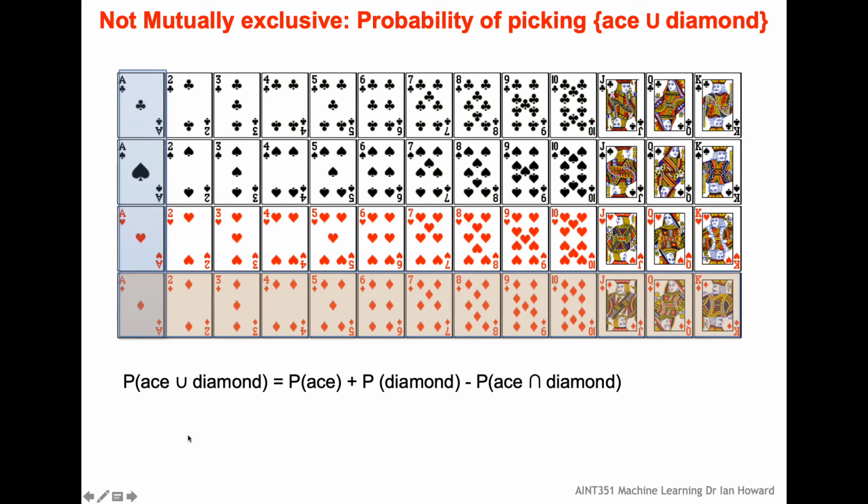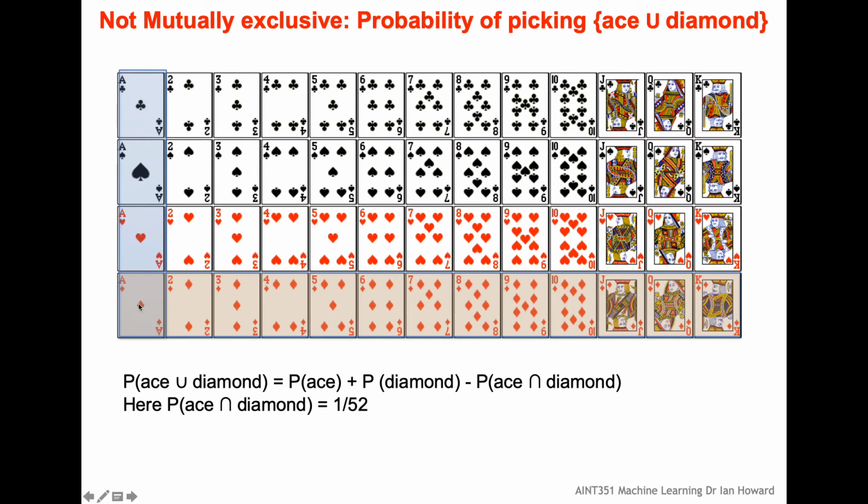Therefore, the probability of an ace or a diamond is going to relate to the probability of an ace, which is all of this lot down here, plus the probability of a diamond, take away the probability of an ace and a diamond at the same time, because otherwise we've got that in there twice.